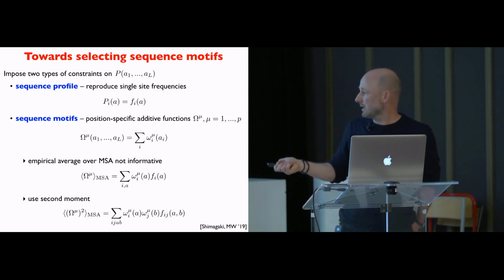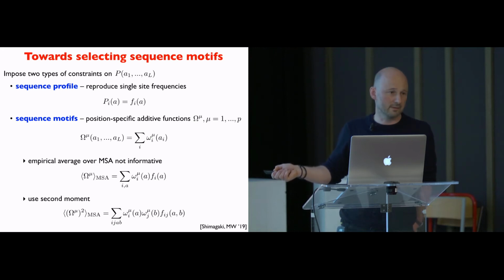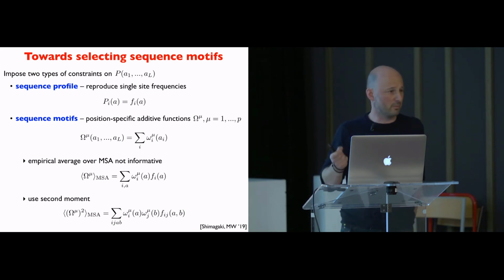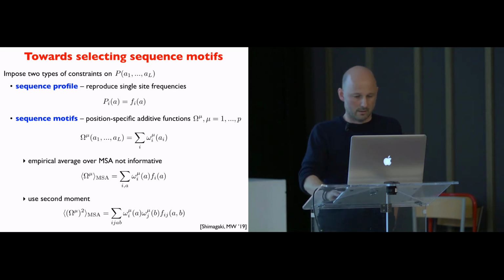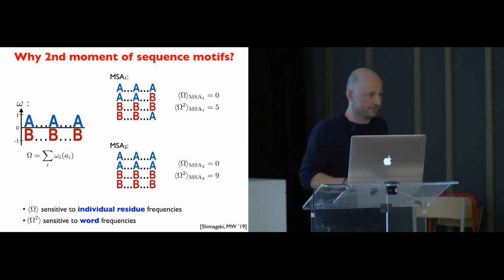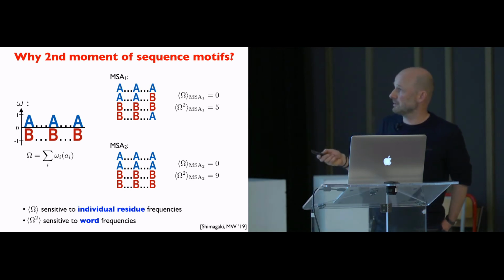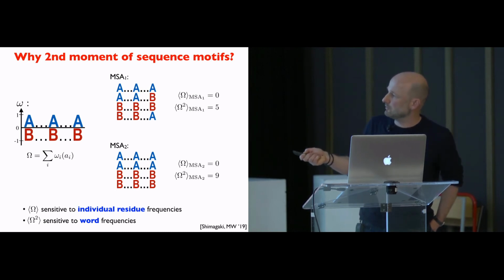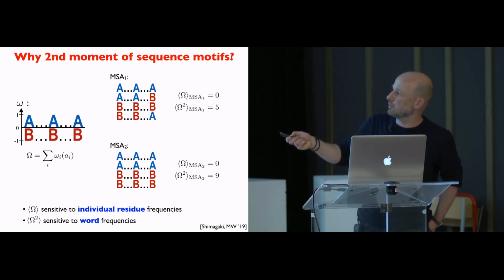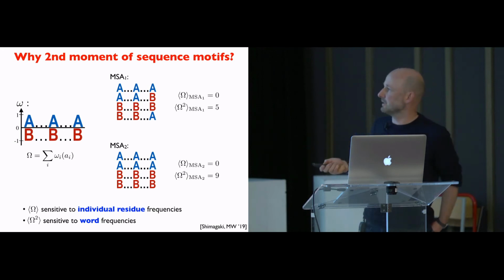So let's do the second moment. And actually, the second moment now contains these co-occurrences, but in some non-trivial combination, not individually, but some combinations of them. Why should we care about the second moment? I want to give you a very simple illustrative example why we do this. Imagine, for instance, my motif, my omega would be this one. We have just two letters, A and B, and we have three positions where the omega of A is +1, and the omega of B is -1.